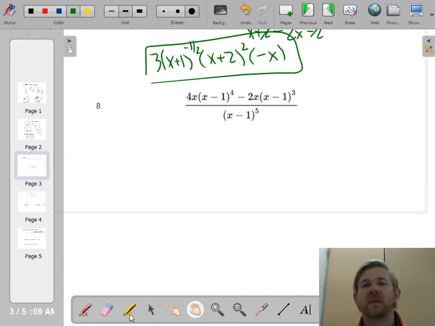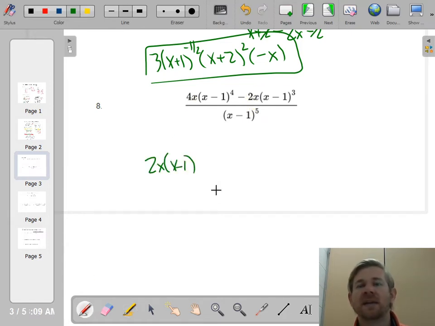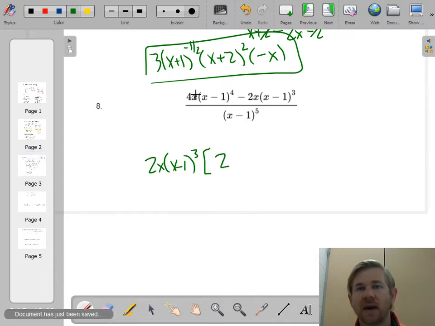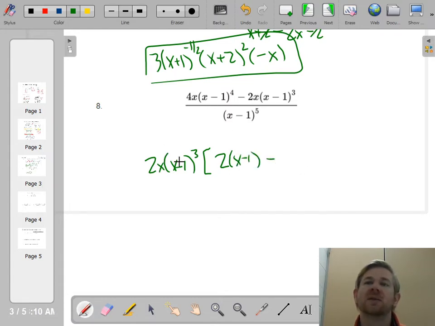Let's try another one. So here we'll factor out in the top. I'll find the GCF between those two. That's 2x, and then x minus 1. How many can I factor out? This guy's got 4. This guy's got 3. I'll factor out 3. What's left on the inside? Well, 2x times 2 gives you 4x. And this needs another x minus 1. Minus 2x times 1. Oh, that's the whole thing.